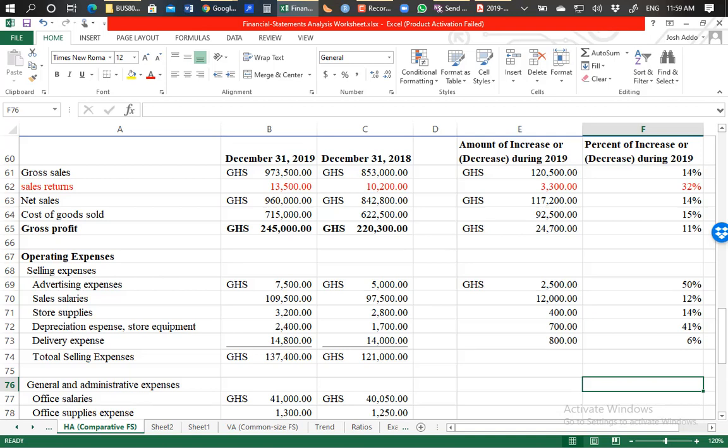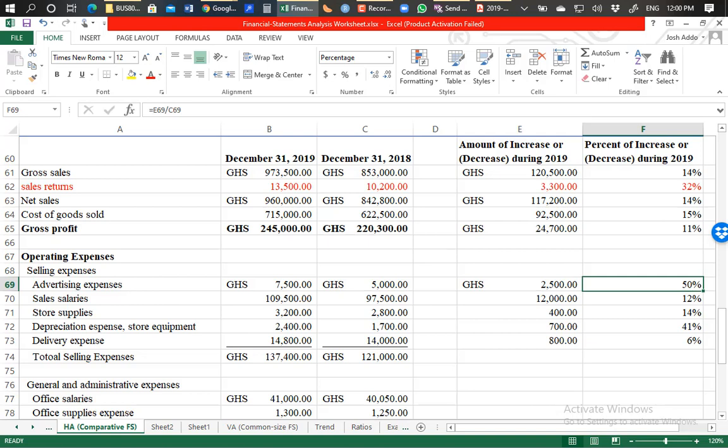Advertising expense has changed by 2,500. It actually increased by 2,500. This one is increasing by 12,000. All of them are increasing. And this is the percentage increment: 50%. The 50% is high, so you may want to be interested in it.